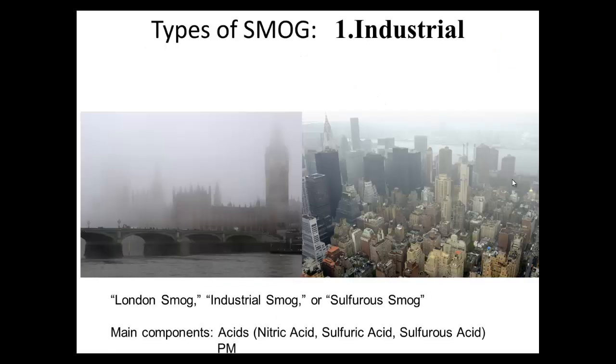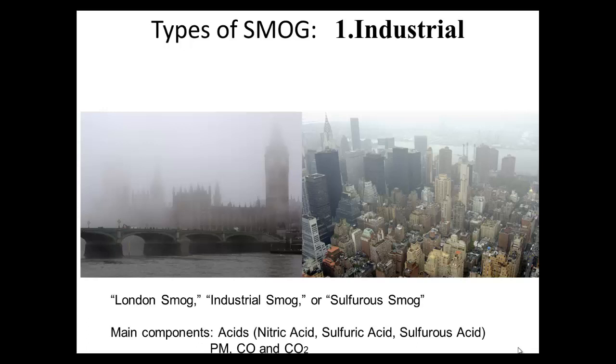The other way we split up pollution is based on if it's industrial or photochemical. And in this slide you can see the industrial smog. It's also called London smog or sulfurous smog, and sulfurous smog is based on its components. The main components of this type of smog are acids. You get nitric acid, sulfuric acid, sulfurous acid, and your particulate matter. You also get carbon monoxide and carbon dioxide.